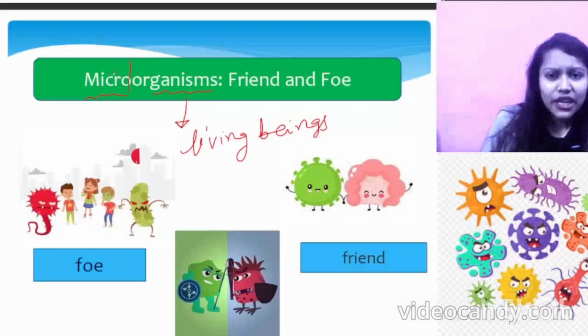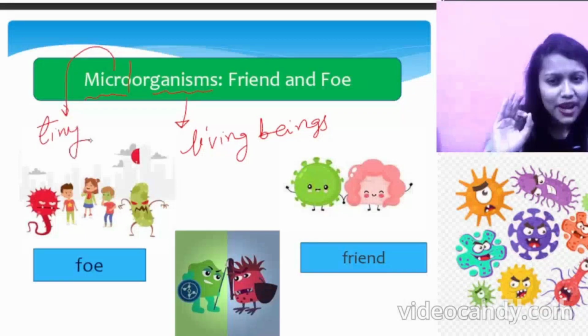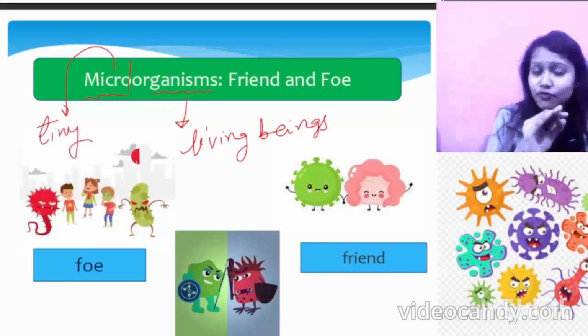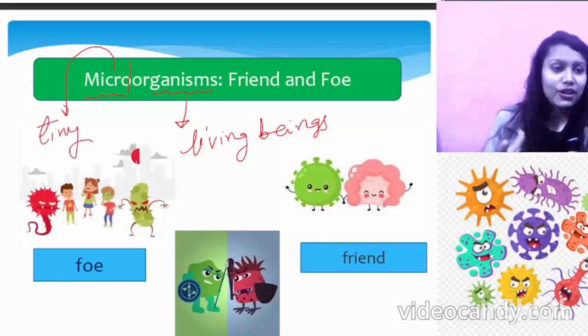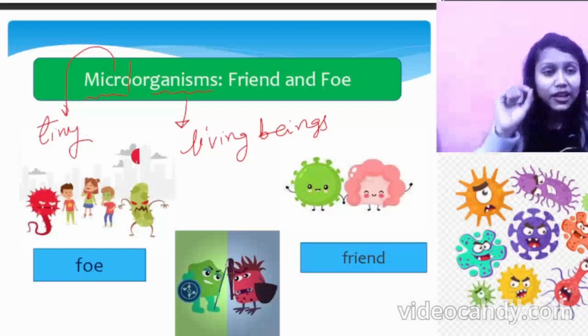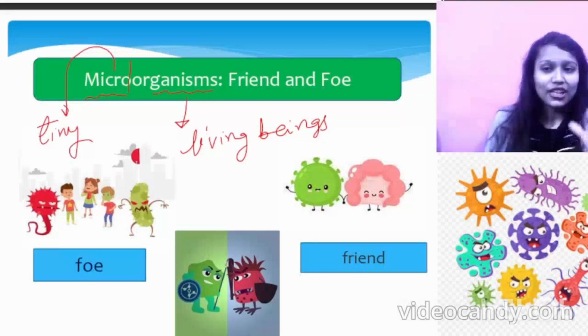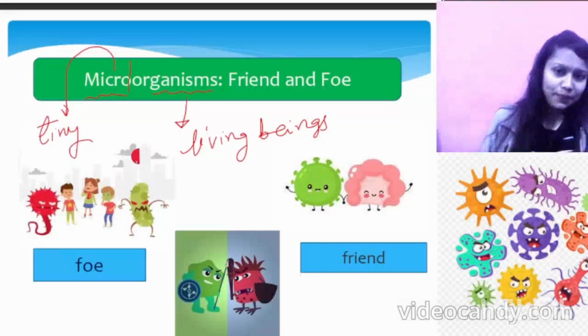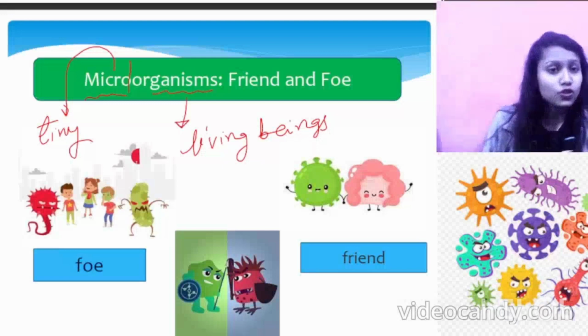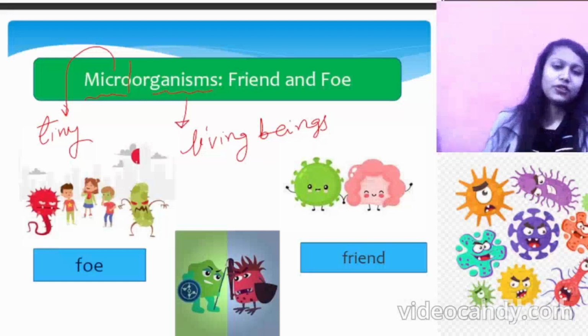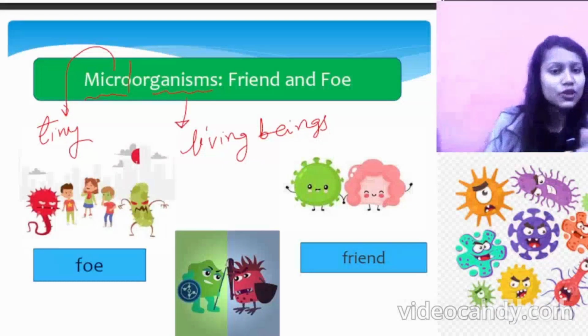Now, what is the meaning of the word micro? Micro means tiny, very small, very minute. Even so minute that we can't see them with the naked eye, without using any specific instrument, because they are so tiny. So we need a specific instrument for viewing them. We will learn about that in the further slides.